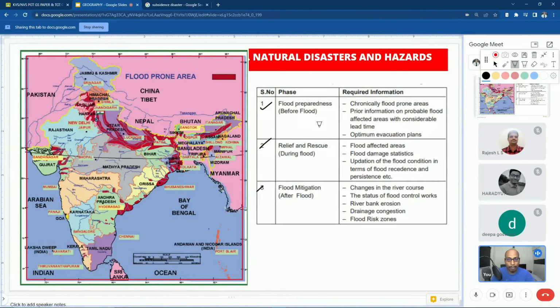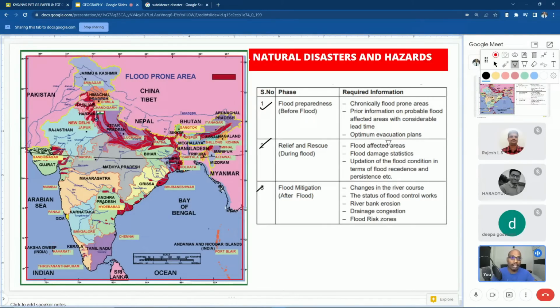So before flood, what we have to do: chronicle flood prone areas, we have to identify. Prior information on probable flood affected areas with a considerable lead time should be given to the people who are living in that area. So that's why the officers come and evacuate the people before the flood comes into that area. Optimum evacuation plans to be done.